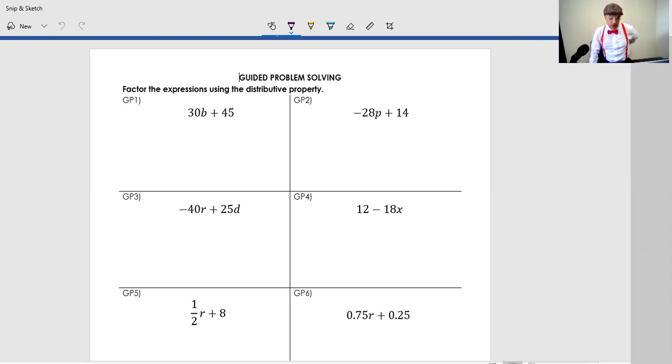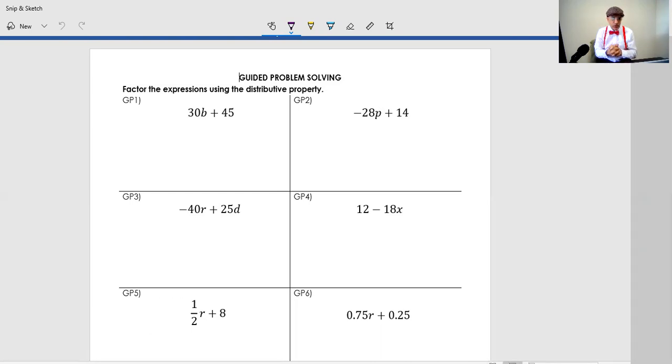All right, so today we're going to learn how to factor simple expressions. The way to think of it is doing the opposite of the distributive property. When you do the distributive property, which I just did a video on just before this one, you distribute. Well, factoring is you're going to go the other way. I'll show you what that means.